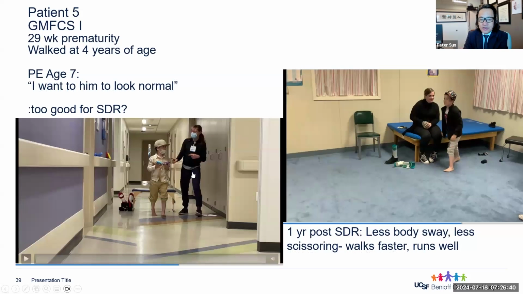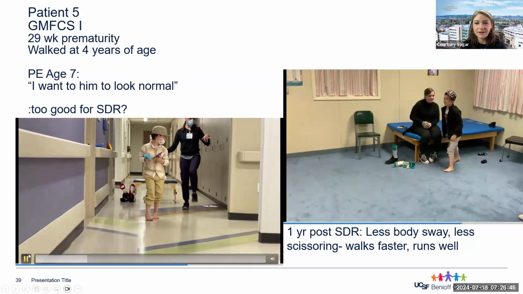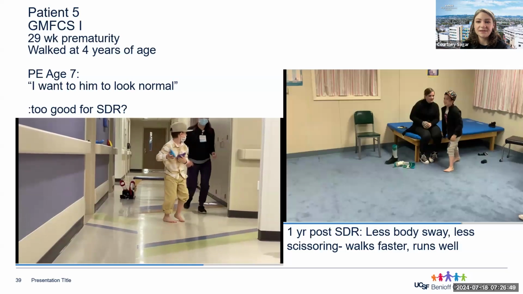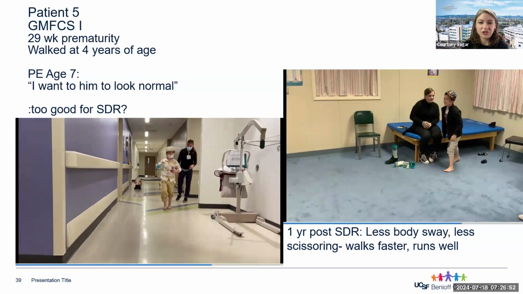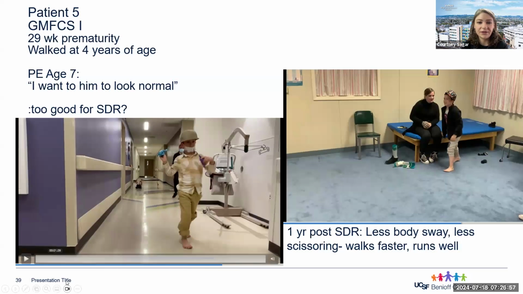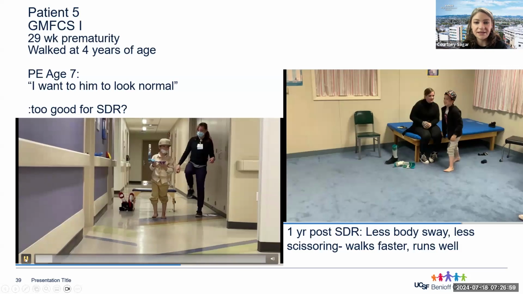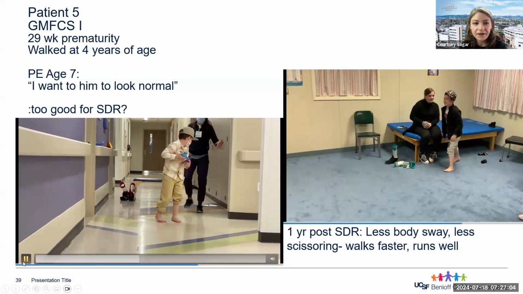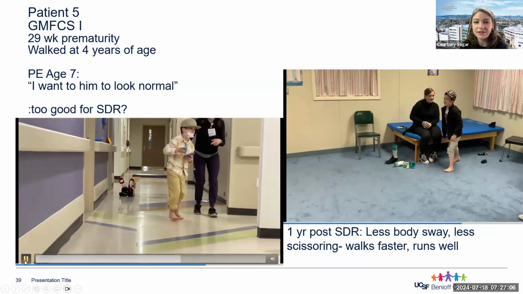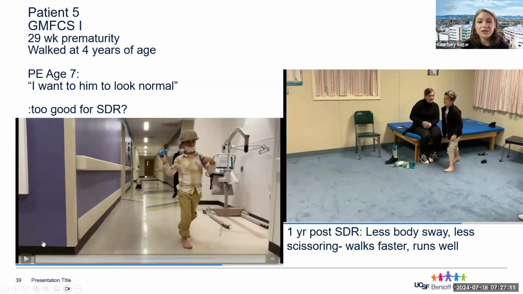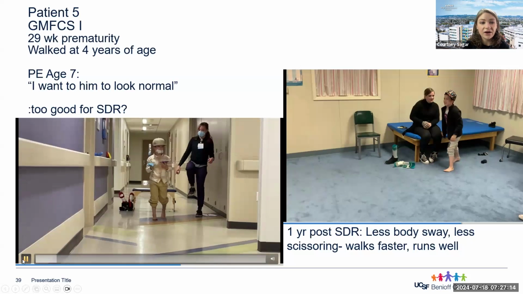All right, moving on to our next patient. Our next patient is a 7-year-old who was 7 years old when he presented to our multidisciplinary spasticity clinic with a past medical history of prematurity, born at 29 weeks, and periventricular leukomalacia seen on MRI, suggesting diplegic cerebral palsy. He didn't take his first independent steps until around age 4. But his parents stated their functional goal with surgery was to make him look normal. And he's already walking at a GMFCS1 level, so the question is whether he was too good for an SDR.